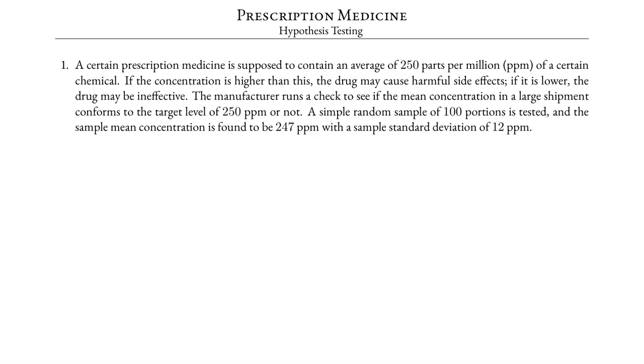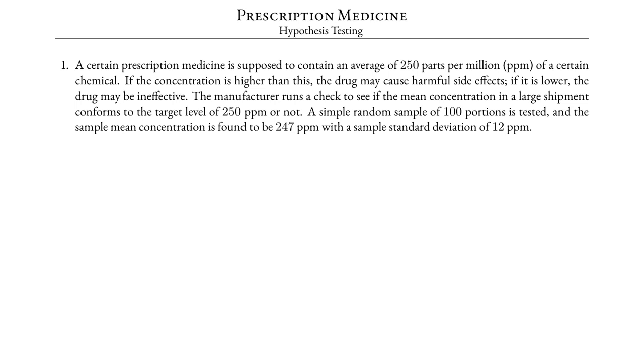A certain prescription medicine is supposed to contain an average of 250 parts per million (ppm) of a certain chemical. If the concentration is higher than this, the drug may cause harmful side effects. If it is lower, the drug may be ineffective. The manufacturer runs a check to see if the mean concentration in a large shipment conforms to the target level of 250 parts per million or not.